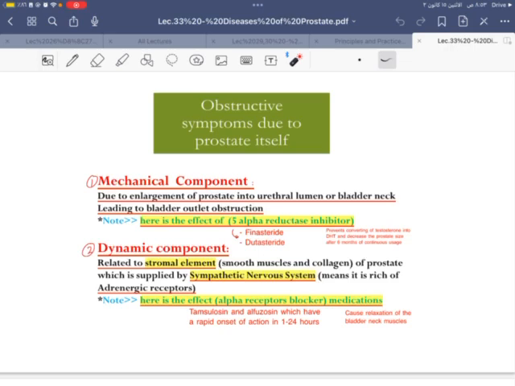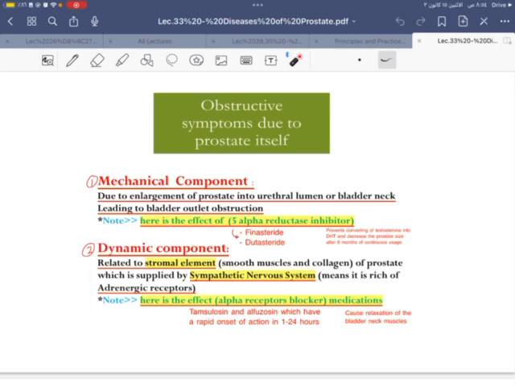Here is the effect of the 5-alpha reductase inhibitor, one of the drugs commonly used in BPH, which prevents the conversion of testosterone to dihydrotestosterone. So the prostate gets smaller in size after 6 months of continuous usage. Okay. We have type 1 and type 2, and there are selective inhibitors for type 2 for the prostate alone. There are new drugs that inhibit both type 1 and type 2 dihydrotestosterone conversion, and this is more effective.